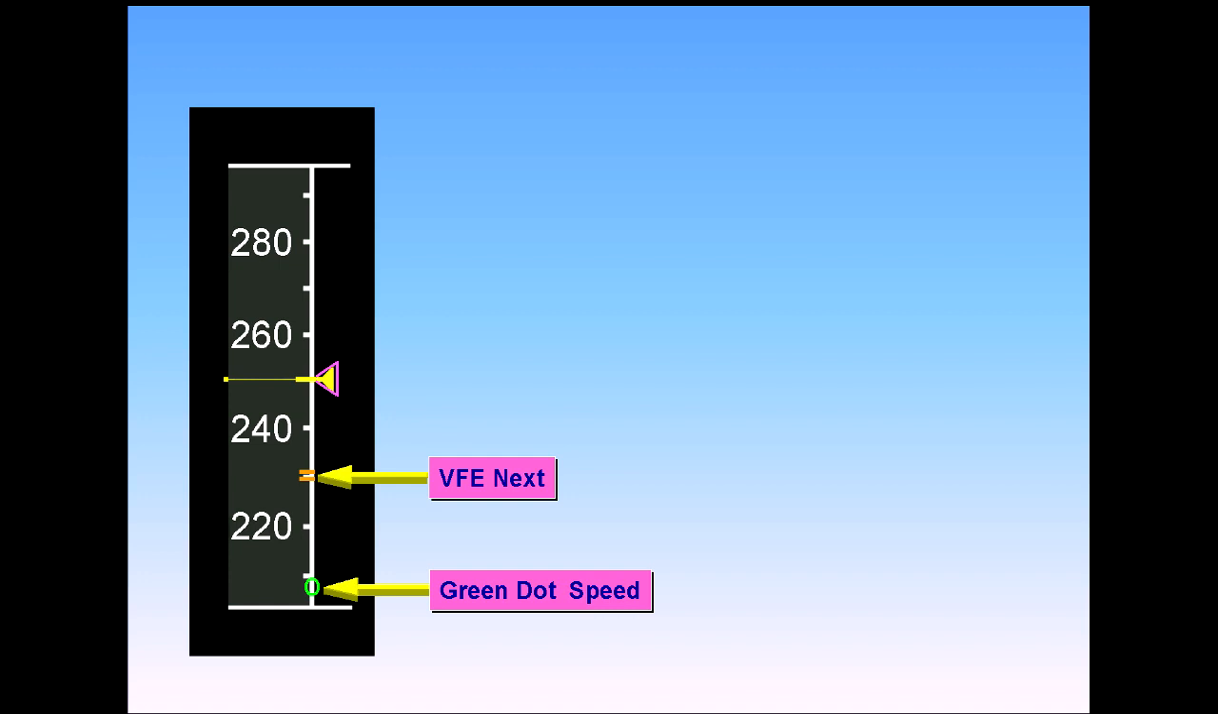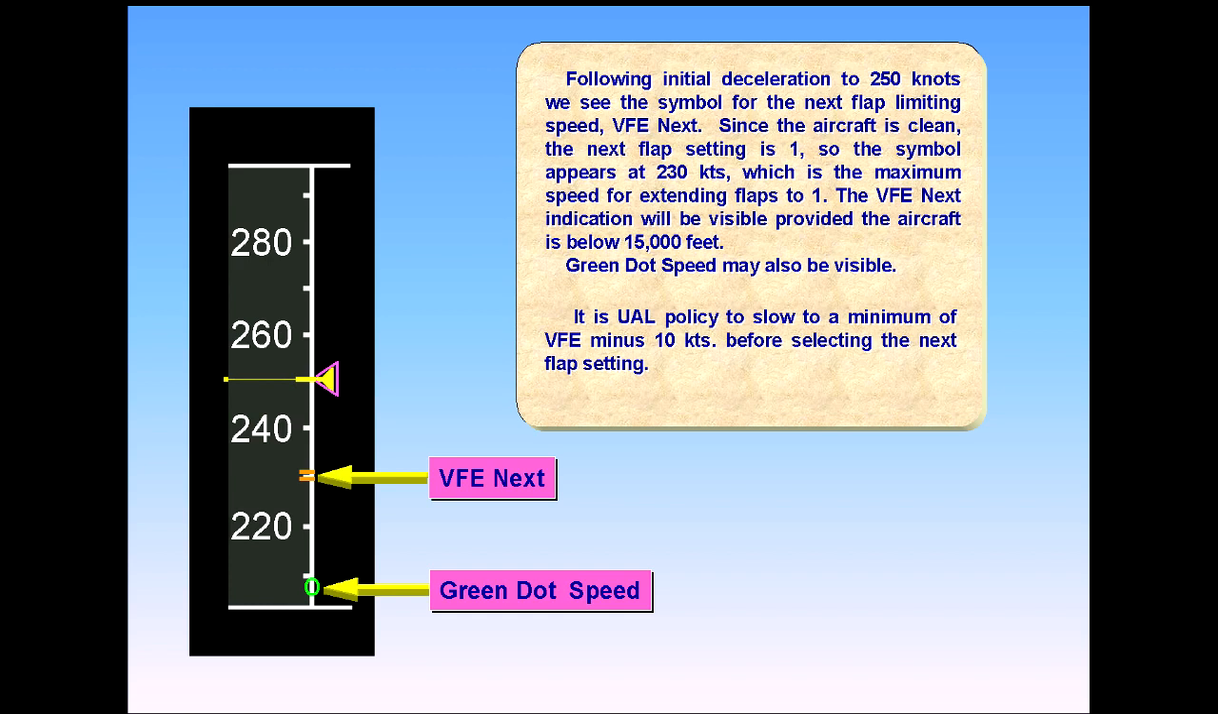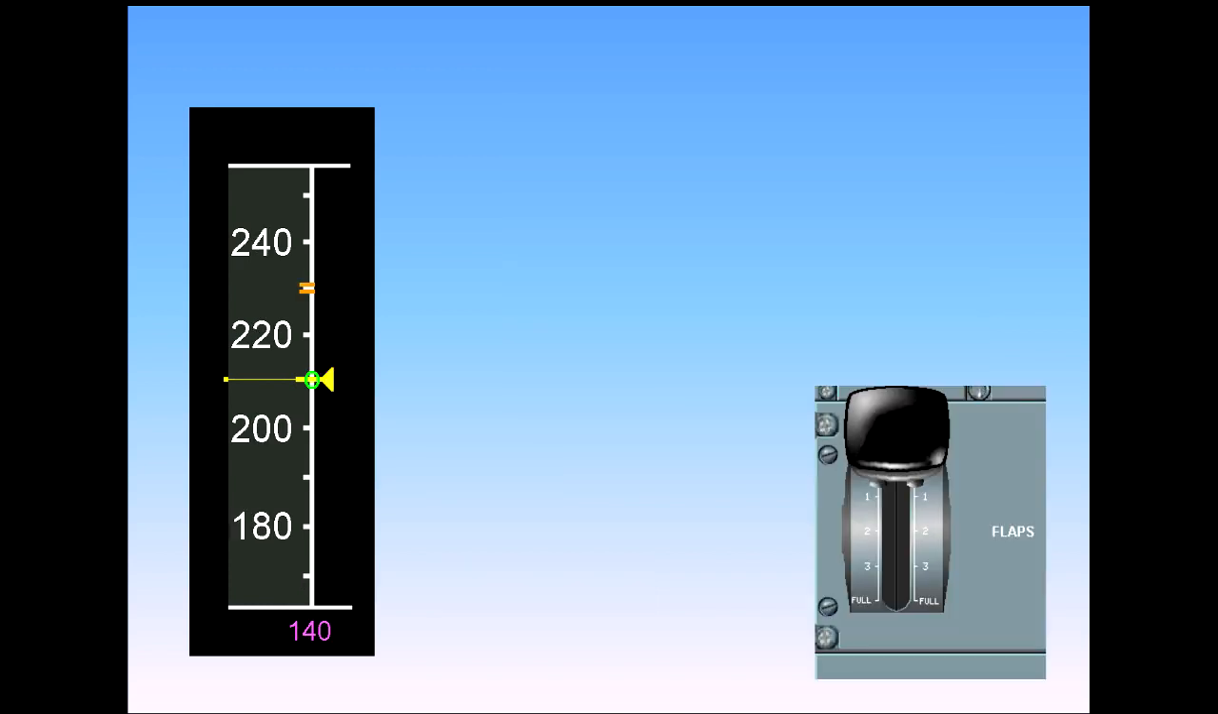It is UAL policy to slow to a minimum of VFE minus 10 knots before selecting the next flap setting. A further deceleration to green dot speed takes the airspeed below the VFE for the first flap selection. Flap 1 can now be selected. Notice that a target speed of 140 knots has appeared. This represents the approach speed target.